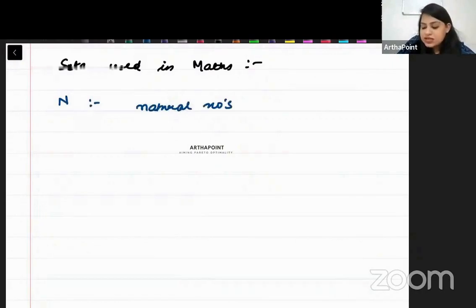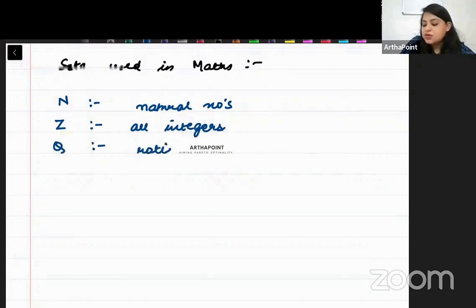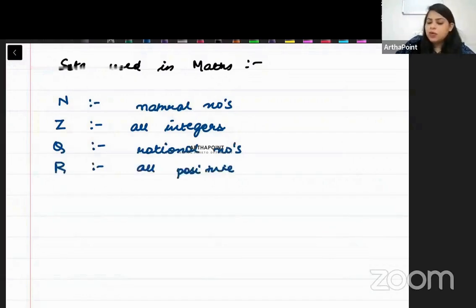The second is Z. Z stands for all integers. The third is Q. Q stands for all rational numbers. The fourth is R. R stands for all real numbers. I wrote a plus, so positive is not needed here. So all real numbers.